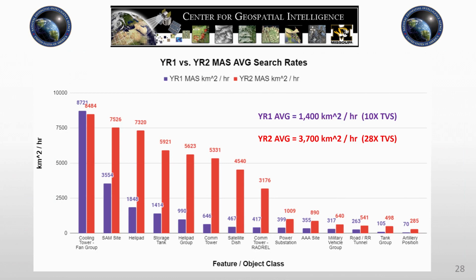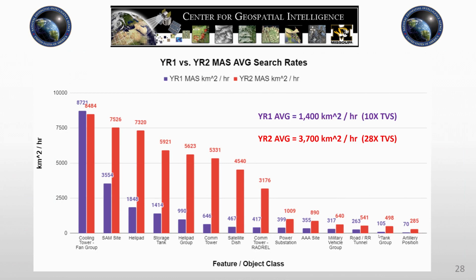So there was a significant improvement in the search speeds, a reduction in the search times, in year 2. And that was about 30 times faster than the traditional visual searches. And you can see the scoring here by what was the fastest. The cooling tower fan groups were the fastest.